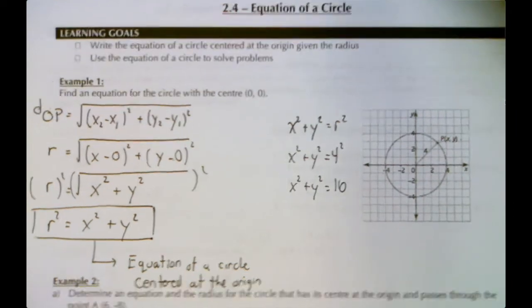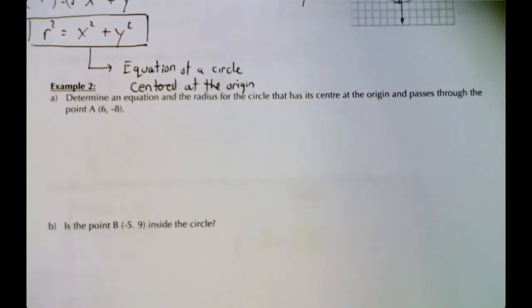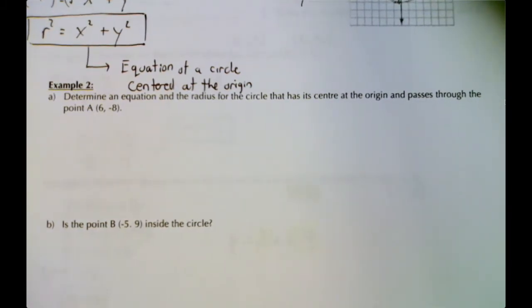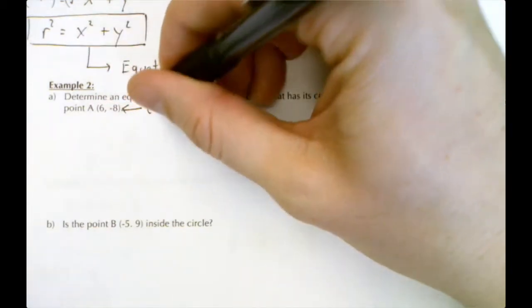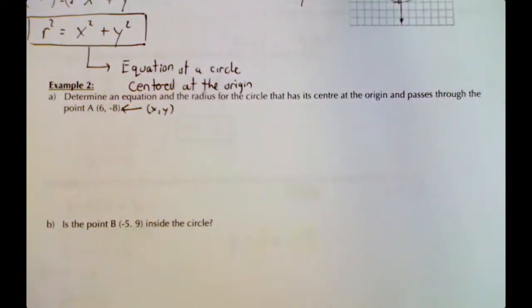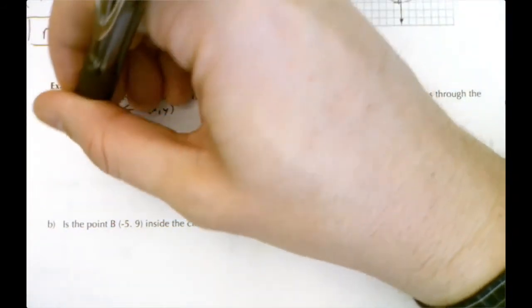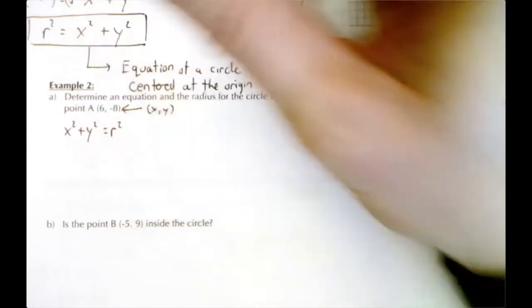Let's try one more. Determine the equation and the radius for the circle that has its center at the origin and one of the points is 6, negative 8. So this time, I didn't give you any information about the radius, I just gave you an x and a y. Just like when we write equations of lines, we can use points to help us find the parts we don't know in the equation. Well, the equation of the circle is x squared plus y squared equals r squared. If I give you an x and a y, we can plug those in.